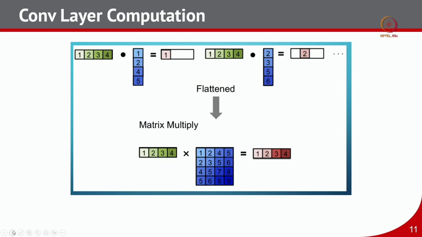Now if you look at the overall picture, we are performing vector multiplication to generate one pixel. To generate all the pixels, we have to perform vector-matrix multiplication.